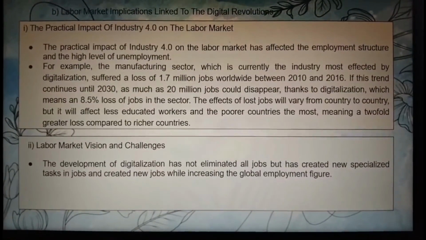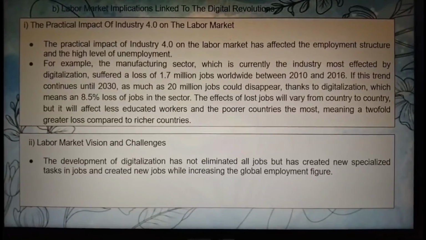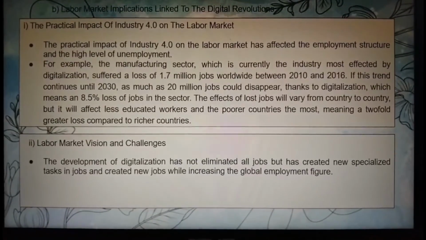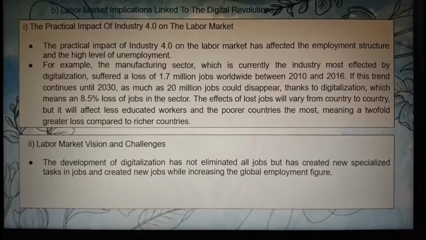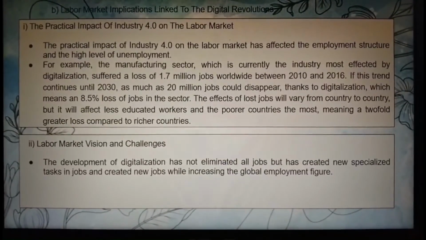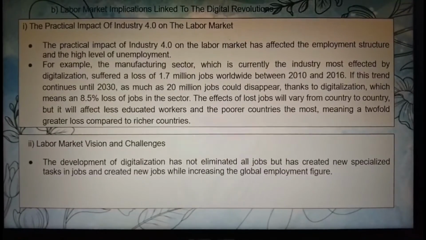The next one is labor market vision and challenge. The development of digitalization has not eliminated all jobs but has created new specialized tasks in the jobs and created new jobs, while increasing the global employment figure. Digitalization does not eliminate the entire occupation but specific tasks within the jobs, eliminating some jobs and creating new ones, thus increasing the global employment figure. It is necessary to underline that both scenarios coincide with the emergence of losers and winners resulting from digitalization.